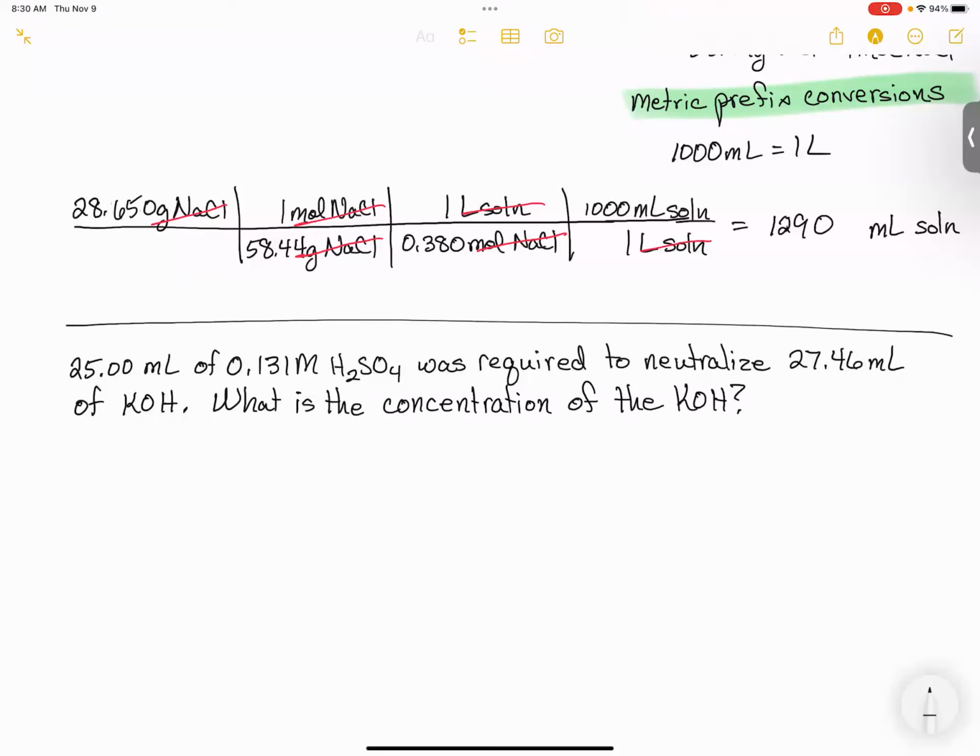Okay, so looking at what I've been given, first of all, the chemical reaction is H2SO4 plus 2KOH goes to make K2SO4 plus 2 water.